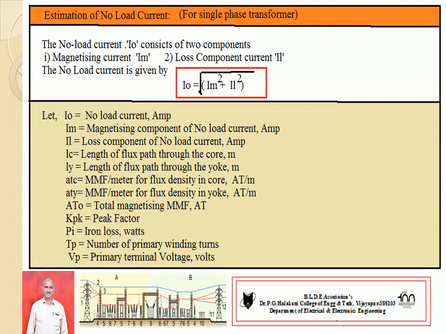Capital AT is total mmf. Small at is mmf per meter. AT naught is the total magnetizing mmf in ampere turns. Kpk is the peak factor, Pi is the iron loss in watts, Tp is the number of primary turns, and Vp is the primary side voltage.